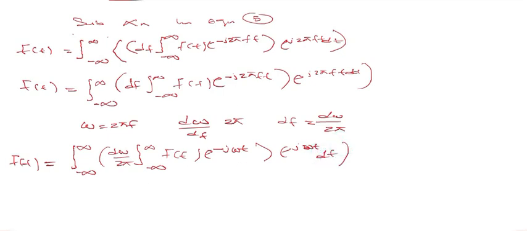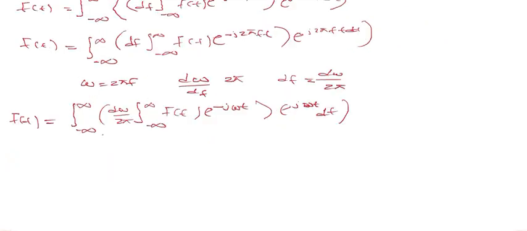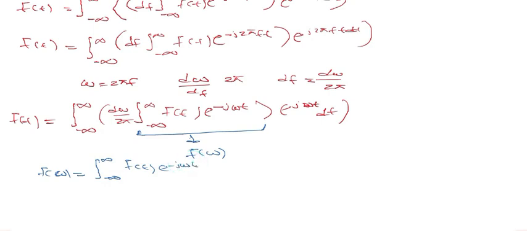Now, for us to simplify the equation, let's represent this expression as a function called F of omega. So F of omega is equal to the integral from minus infinity to infinity of f of t exponential minus j omega t dt. Let's bring this dt inside, so the t is also part of F of omega. So now this is F of omega.